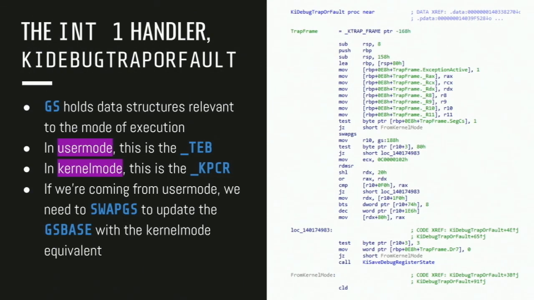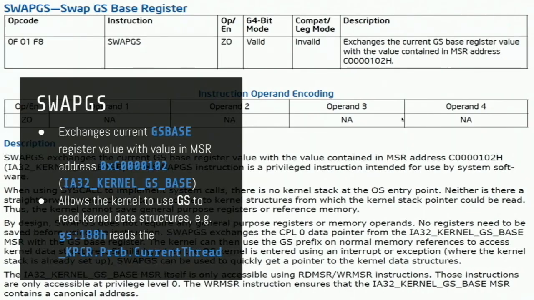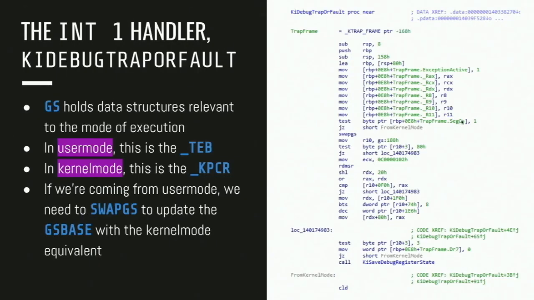So the int1 handler in Windows, KiDebugTrapOrFault, I'll use my mouse pointer here because it's hard to use this thing. So I went too far. But anyway, you can see that there's a check on the code segment selector on the stack. And then based on whether you're coming from user mode or kernel mode, different things will happen. If you're coming from kernel mode, you skip this code here, the swapgs and then the mov r10. You skip all that logic and you go directly into here, which is the CLD. And that's because based on your mode of execution, the GS base means different things.